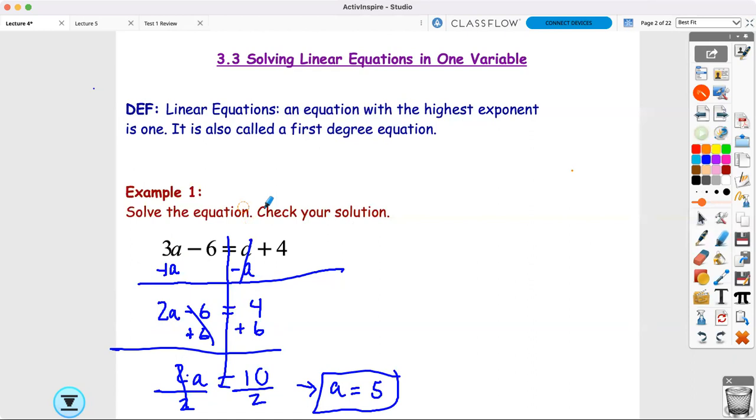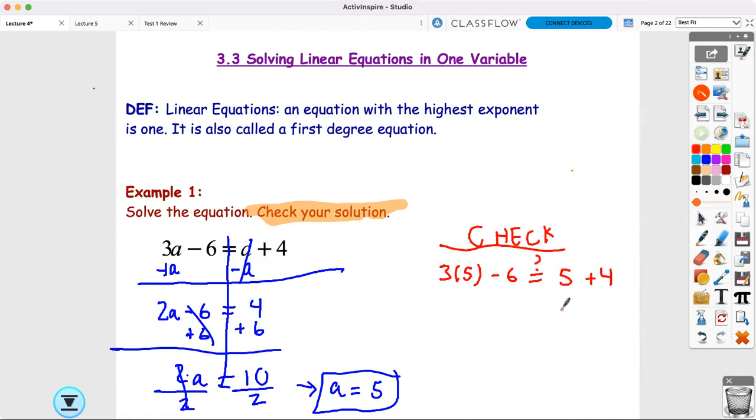Now, it wants us to check our solution, right? So what does that mean? To check your solution, write the word check. To check your solution, you have to plug the solution that we have into the original equation. So it's going to be 3A, but instead of A, it's going to be 5, minus 6 equals A, which is 5 plus 4. And put a question mark on top of the equal sign.